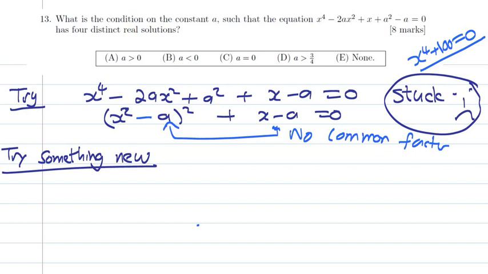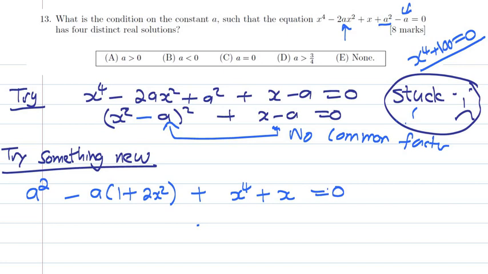Alright, so like in pottery, you mold something. So let's try to mold something in this manner. So a squared is good, which is that guy, and then this guy and this guy has got an a over there. So then I can say the following. I can say minus a(1 plus 2x squared), and what remains is the following: x to the power 4 plus x is equal to 0.